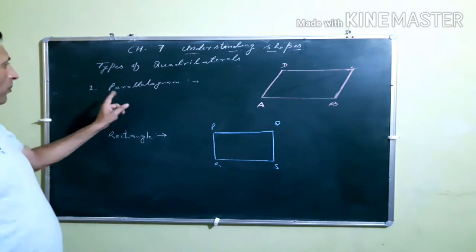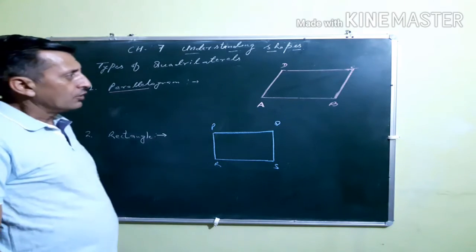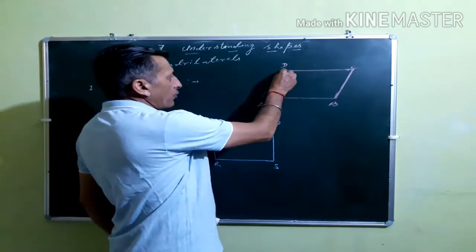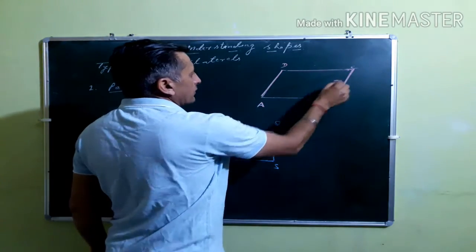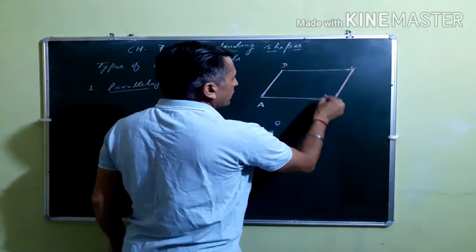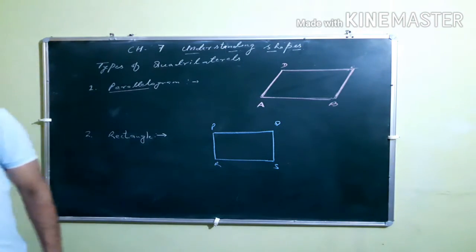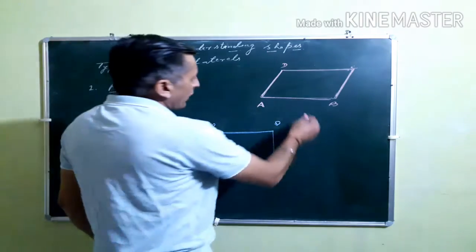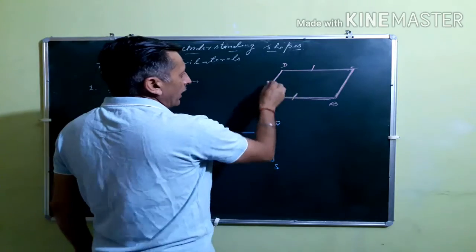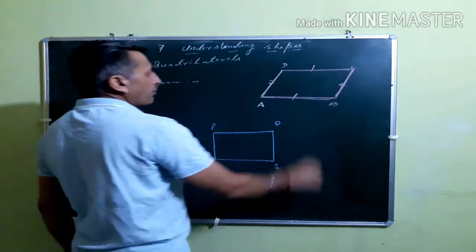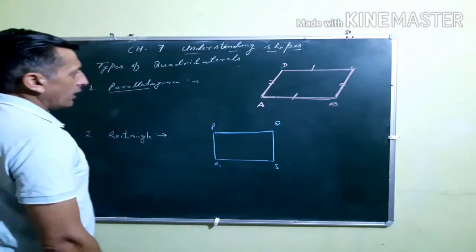Parallelogram, as you know by its name, is very clear: the word parallel is here. So this type of picture is called a parallelogram, in which these sides are parallel. See this and this side, and these sides, they are also parallel. These are called your opposite sides. So this is your parallelogram. In a parallelogram, opposite sides are parallel. Moreover, angle A and angle C are also equal.